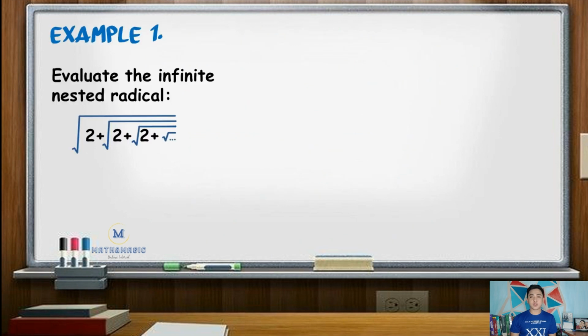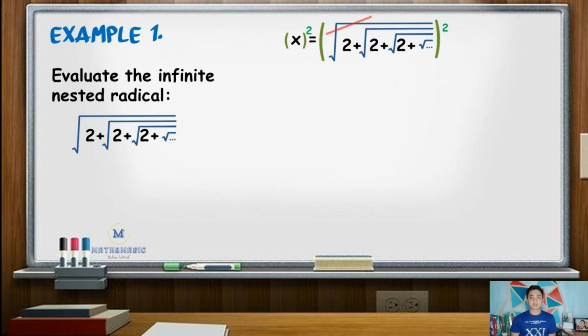Let's say for example, you are asked to evaluate the infinite nested radical, the square root of everything inside, 2 plus the square root of everything inside, 2 plus and so on and so forth. Here we first need to equate the radical expression by any variable, let's say x. Next, get the square of both sides. We will have x squared equals 2 plus the square root of everything inside, 2 plus the square root of everything inside, 2 plus and so on and so forth.